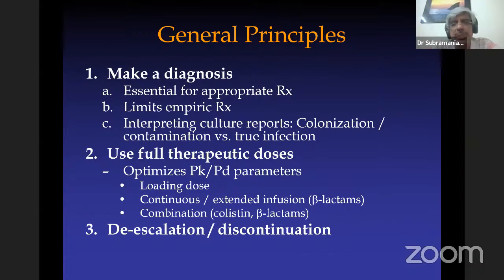There are some situations where you can go for continuous or extended infusion like beta-lactams, but understand that not all beta-lactams can be given over long periods. For example, meropenem beyond 3 hours, it's unstable. You should not be giving over 3 hours, more than 3 hours. There are some times where we use combination like colistin with beta-lactams and things like that, but understand where it can be and what is the value of that.